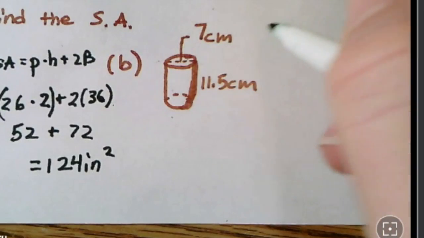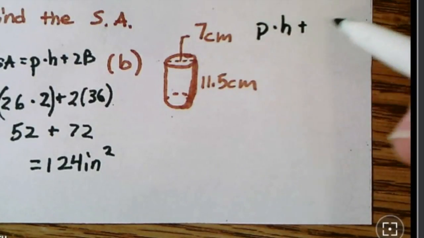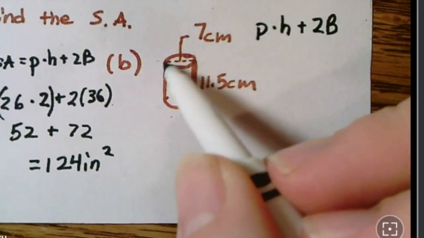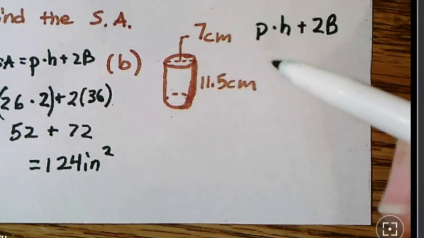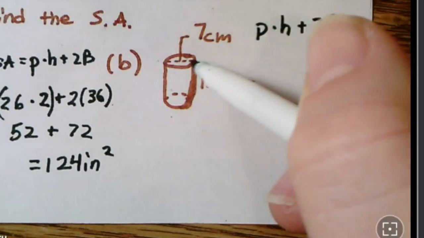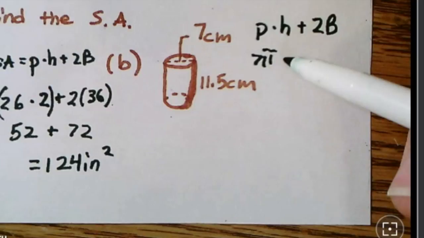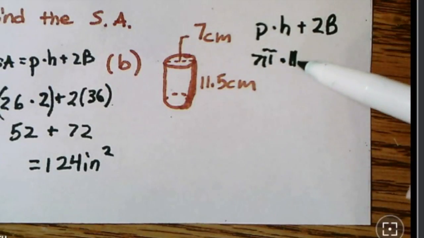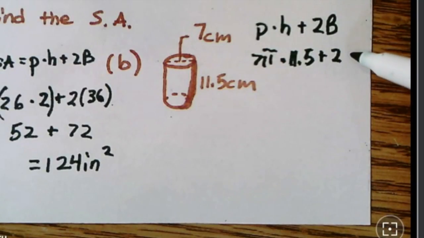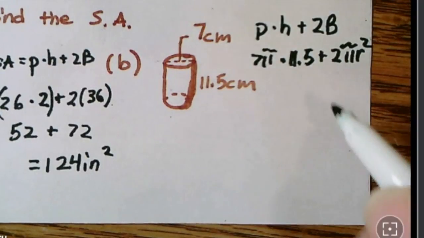So the same exact formula that we've got: surface area equals perimeter times height plus 2 times the area of the base. So the perimeter of the base, remember the base is a circle, is the same thing as circumference. So circumference is pi times the diameter, right? So the diameter here is 7. So I'm going to do 7 times pi times the height, which is 11.5, plus 2 times pi r squared. And for right now, I'm actually just going to write in pi r squared. I did not leave myself enough room for this.